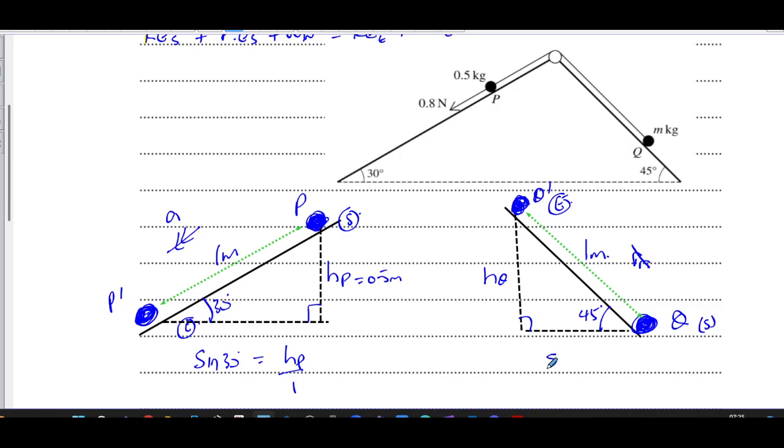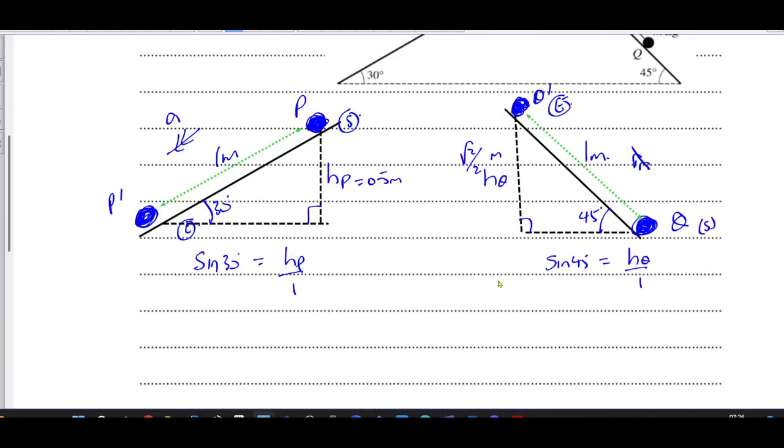And we can say the sine of 45 is the height through which Q is moved over 1. So that's going to be sine 45, which is root 2 over 2 meters. If you put that in your calculator, I'll put it in exact form, it's better for now. All right, so those are the heights through which they've moved.